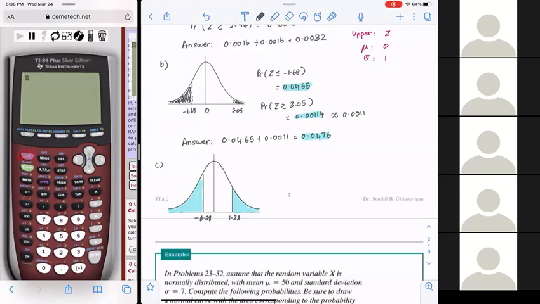So second vars, to find the area on the left-hand side, we start at negative E99, all the way up to negative 0.88. The mean is 0, standard deviation is 1. So probability Z less than or equal to negative 0.88 would be 0.1894.